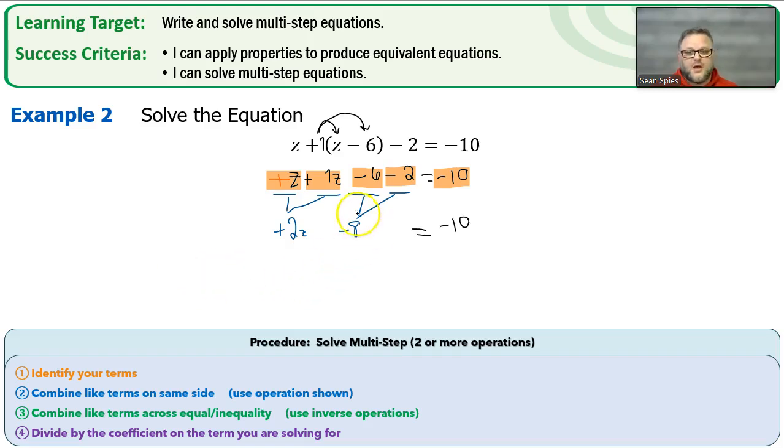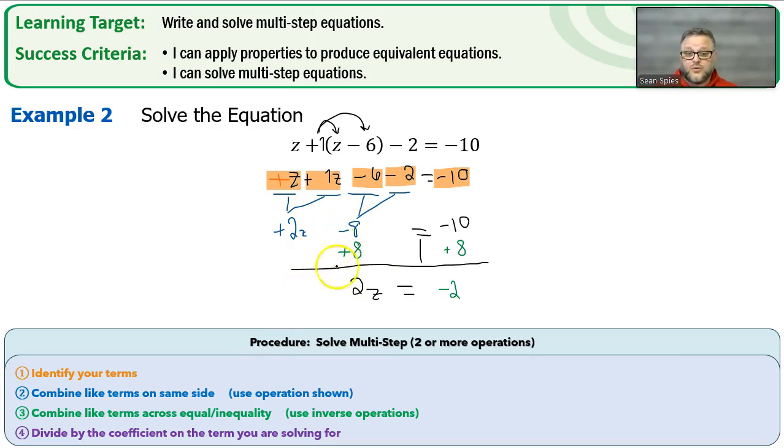At this point, I need to take this negative 8 and combine it with this negative 10, but I got this pesky equal sign. So I can't just move them together. I have to remove the negative 8 on the left-hand side. When I do that, I'm going to have to remove the same 8 negatives on the right-hand side.